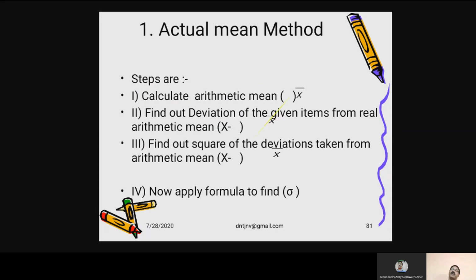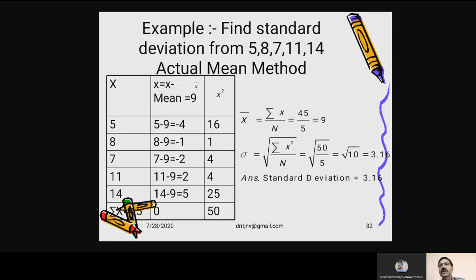So let us have the actual mean method. Step 1: you have to find out the arithmetic mean, which is indicated by x bar. Then you have to find out the deviation of the given items from the actual mean, that means x minus x bar. Then find out the square of the deviations taken. Whatever you have found, x minus x bar, you have to just square it.